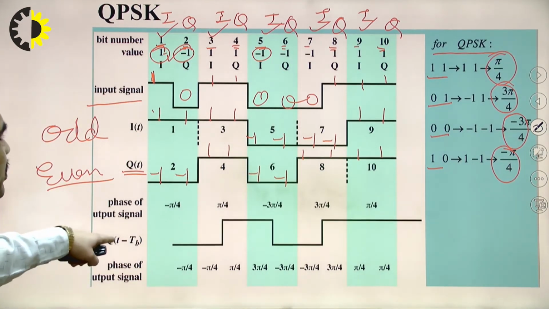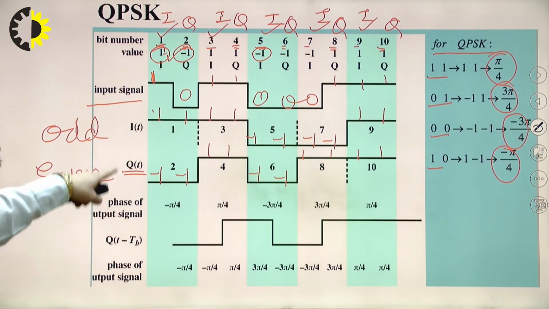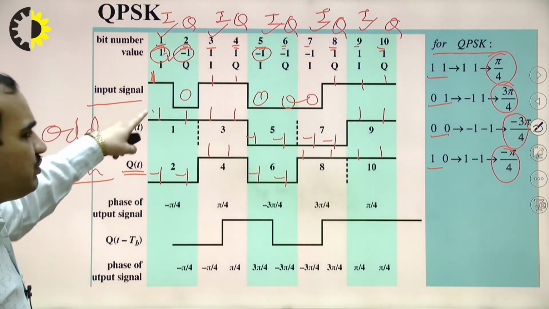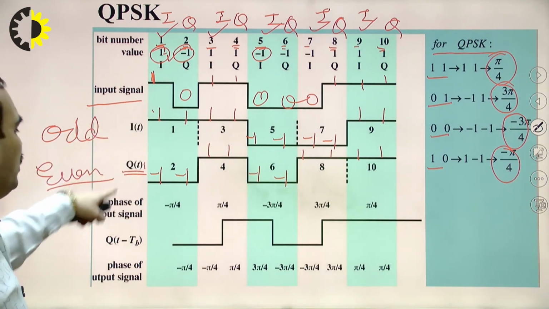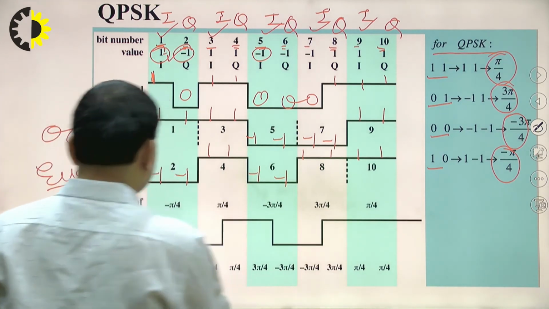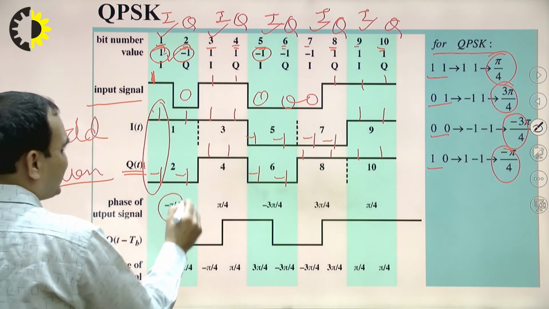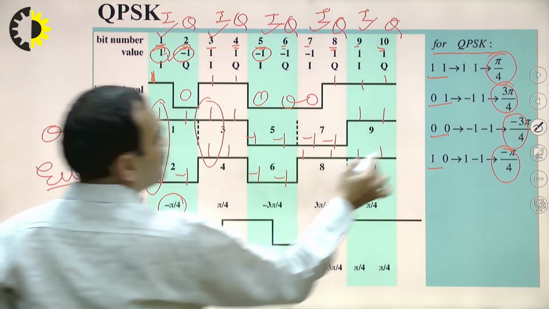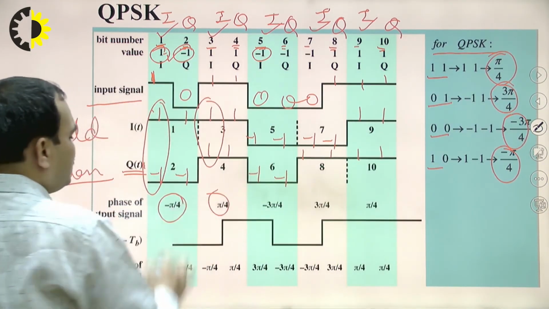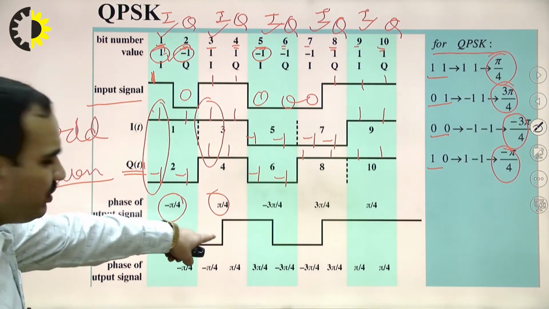According to the combination, we have to write the phases. Now we have 1 0. If we have 1 0, then which phase do we follow? It is minus pi by 4. These are the combinations we have to see. So 1 0 means minus pi by 4, and 1 1 means plus pi by 4. So the phase difference will be pi by 4.